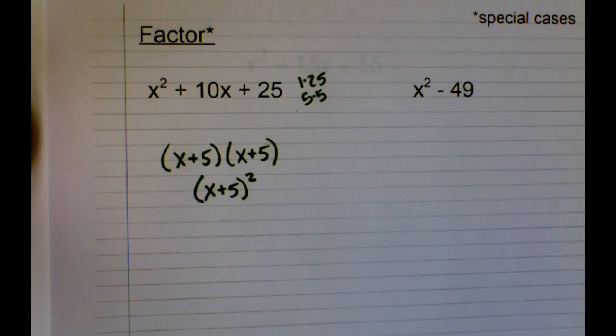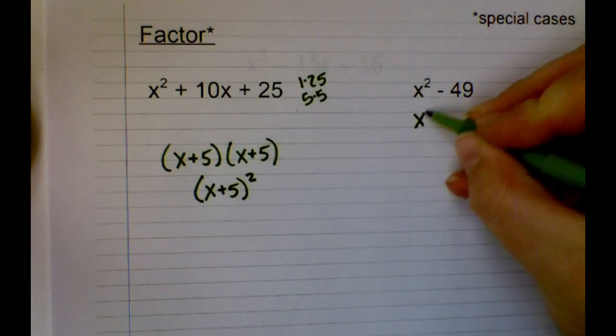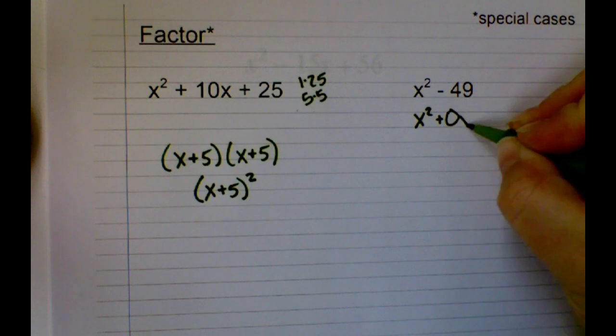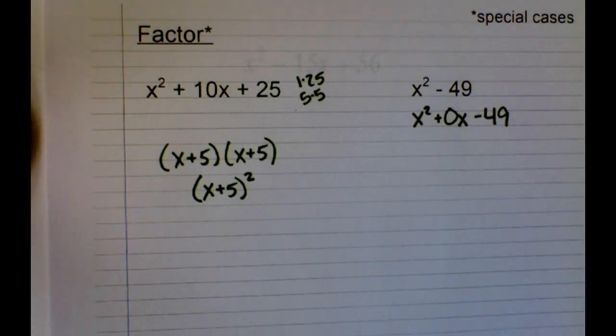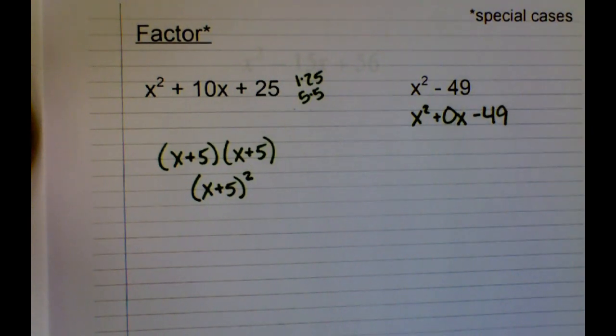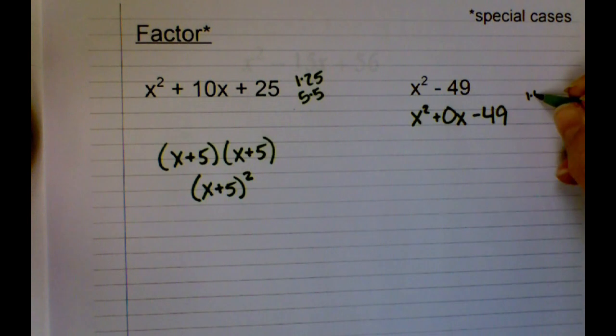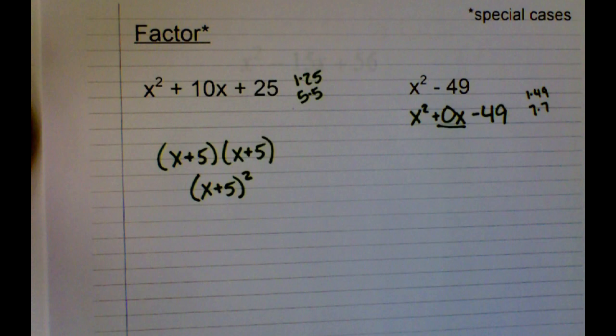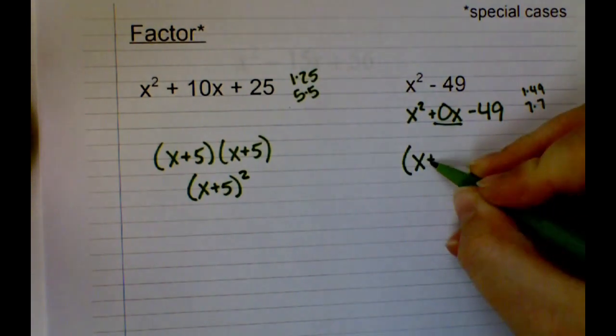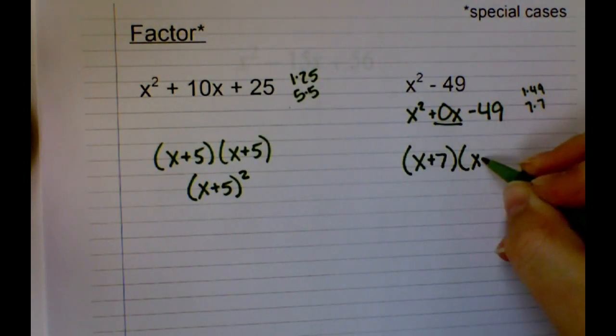Second one, x squared minus 49. Well, where's the x term? Remember that there is secretly a 0x hiding in there, if that helps me. So I need two numbers that multiply to negative 49, which means one of them has to be positive and one negative. Well, I can do 1 times 49 or 7 times 7. One of them has to be negative and they have to add to 0. Well, that means a positive 7 and a negative 7. So x plus 7, x minus 7.